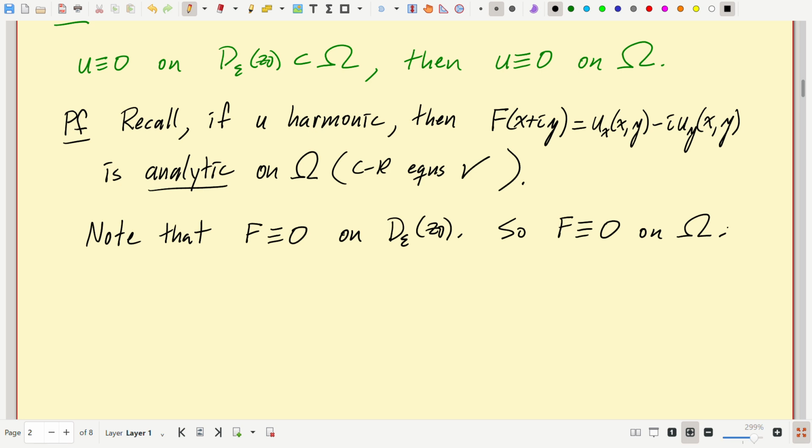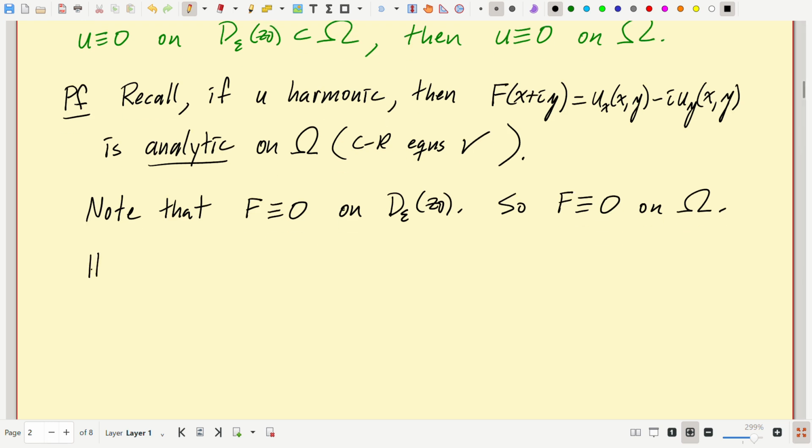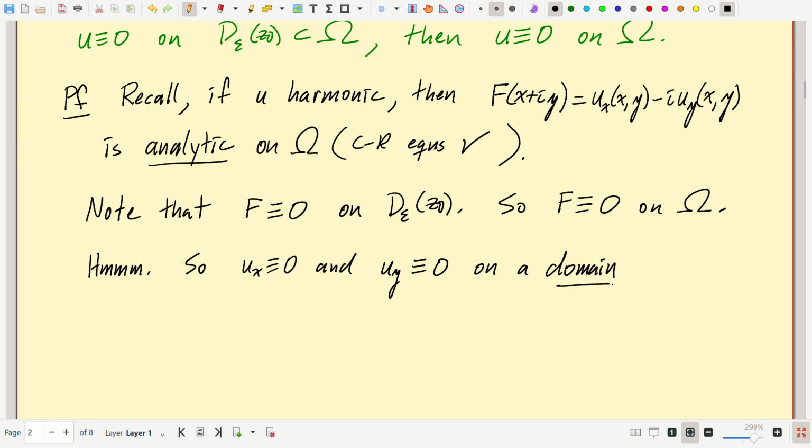How am I going to see that U is identically 0 from that? Let's see, so F is identically 0. Got to think about what the heck that would mean. That means that du dx and du dy are identically 0 on a domain. That's important that this thing is a domain. In other words, the gradient is 0.